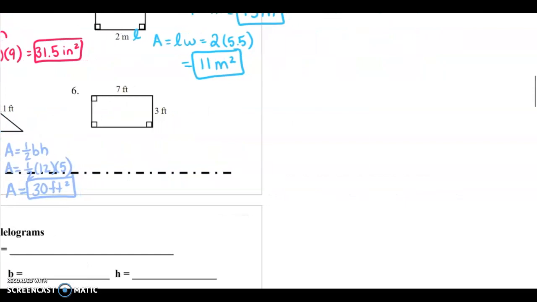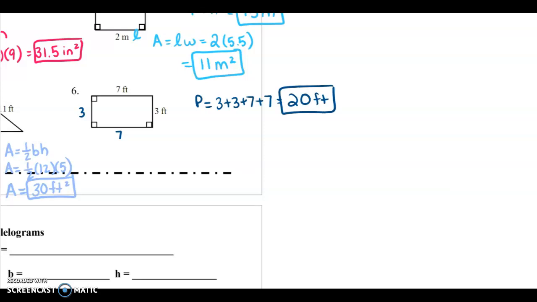Then we have another rectangle. So for this rectangle, 7 and 3. If you want to find the perimeter, you can just add up 3 plus 3 plus 7 plus 7. You'll get the same answer, and you'll get 20 feet. Or you could do 2 times 7 plus 2 times 3, and you'll get the same answer. And then the area is length times width, or base times height, which is 3 times 7, which is 21 feet squared. Hopefully that was a good review for you.